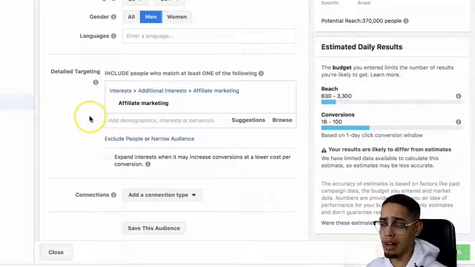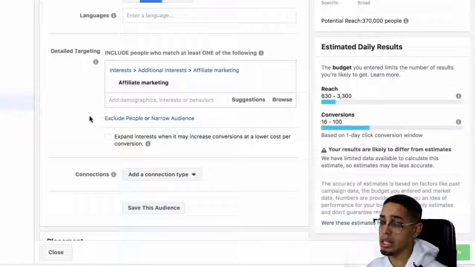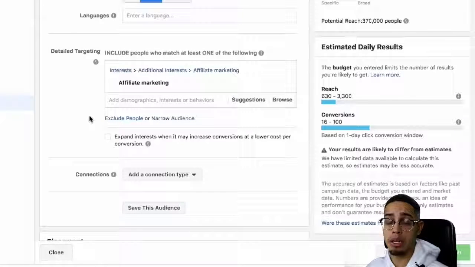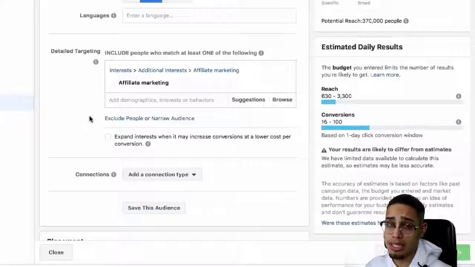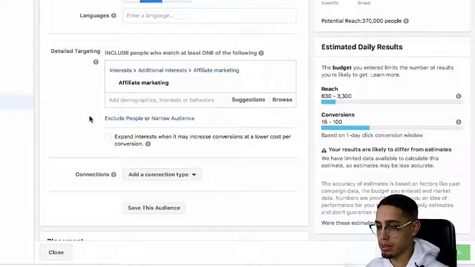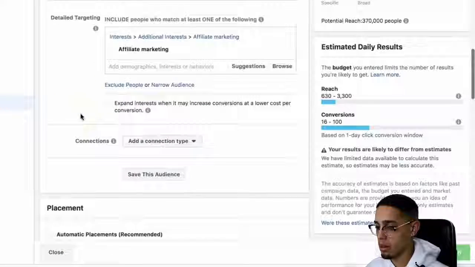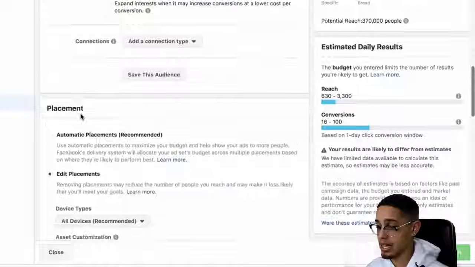Believe it or not, my targeting really isn't even that crazy. It's literally affiliate marketing. Now, it doesn't mean that just by targeting affiliate marketing, that's going to be the best ad set for you. Not necessarily. The name of the game, guys, is just split testing. So affiliate marketing, that's my targeting.